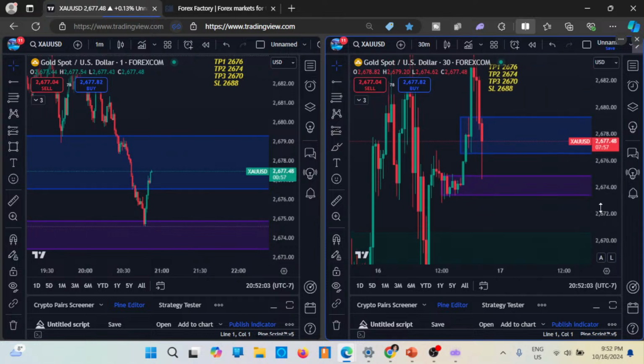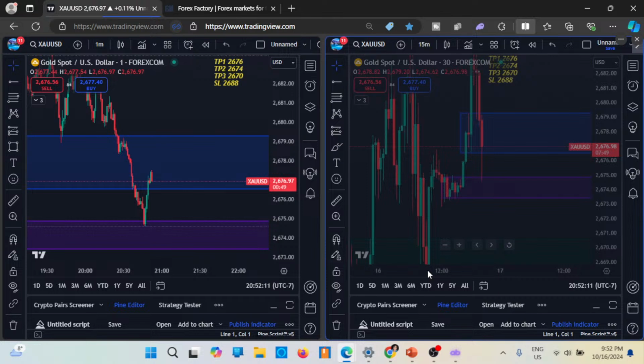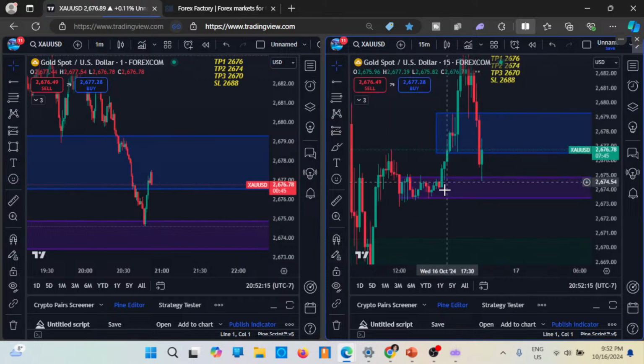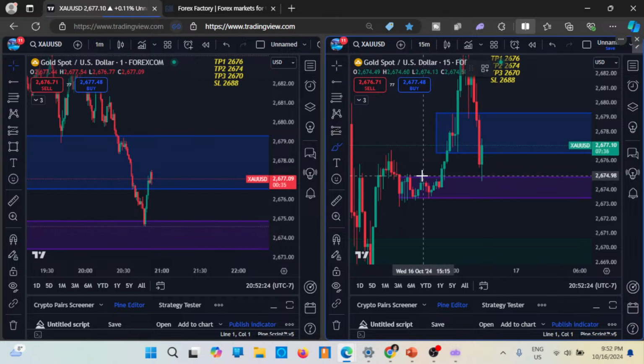Okay, so we actually have that support on the 30-minute time frame right here. It's a 30-minute time frame support, 15 minutes as well. I believe it's also a support on the 15-minute time frame. Whenever more than one time frame is using a level as support, it makes that support even stronger. Since this support is found on the 30 minutes and the 15 minutes, it makes it a very strong support.